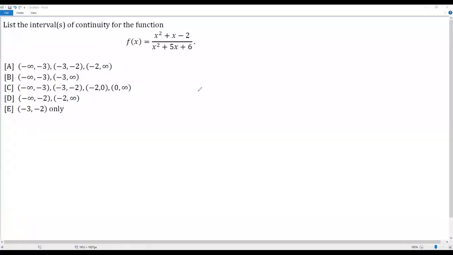Here we have a pre-calculus problem. Okay, let's go to the question. List the intervals of continuity for the function f of x equals x squared plus x minus 2 over x squared plus 5x plus 6.